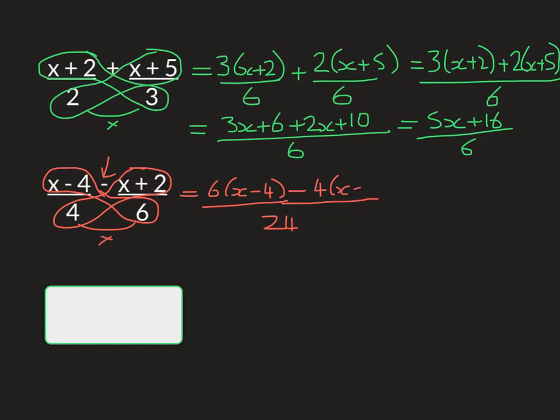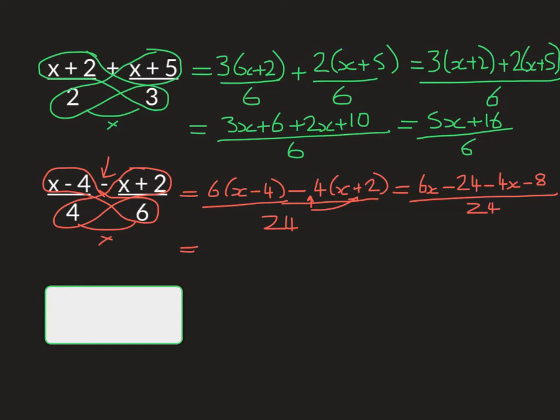And this is where, again, you just got to be careful because we've got minuses. I've said before, if you've got minuses involved in algebra, little alarm bells ring and just be aware of what's going on, because I've got 6x minus 24 minus 4x minus 8, because that is basically the same as minus 4x times that 2, all over 24.